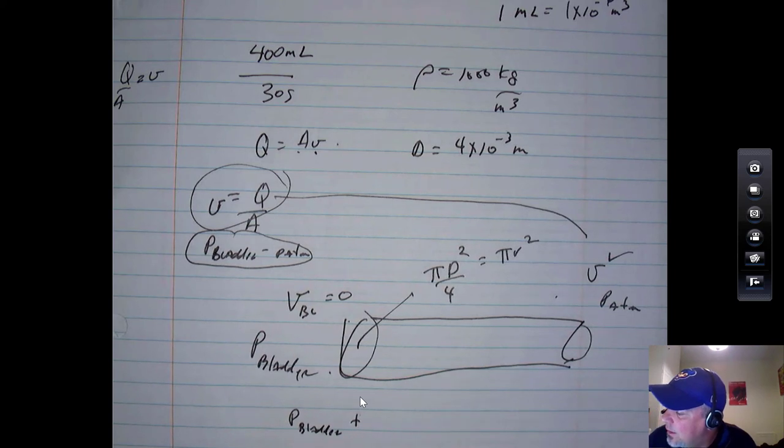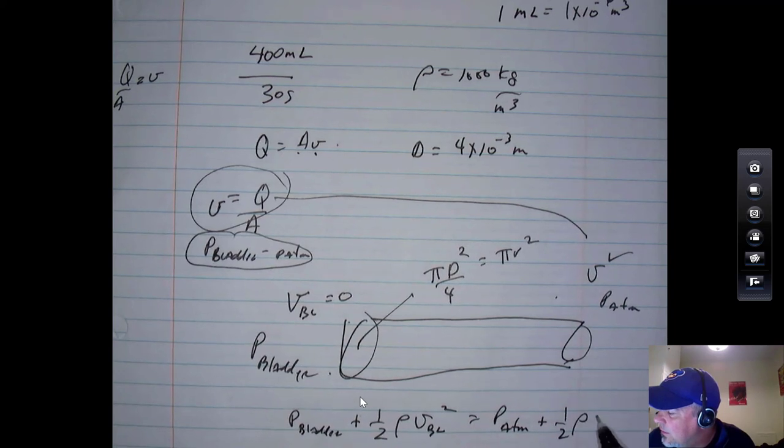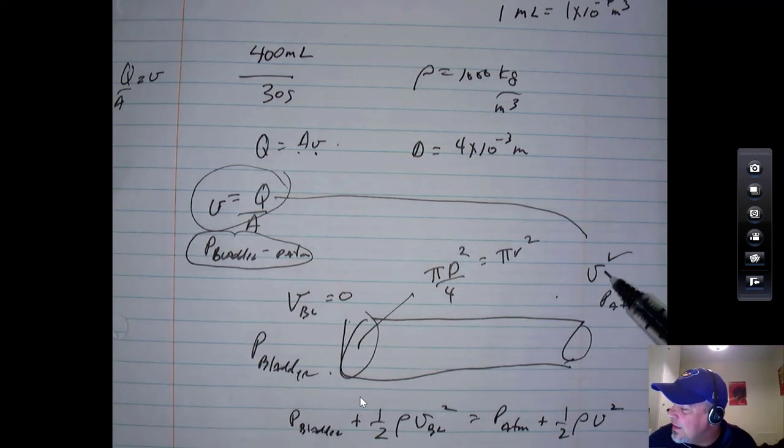plus 1/2 the density of the fluid, velocity of the bladder squared, that's the kinetic energy term. There would also be a gravitational potential energy term, but it's the same here and here, so we don't have to include that. So this is what's going on here. This would be equal to pressure atmosphere plus 1/2 rho v squared. And this is the v again that you figured out in the first part.